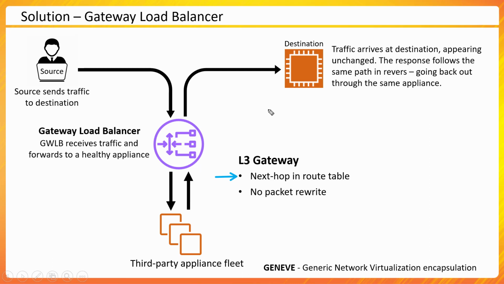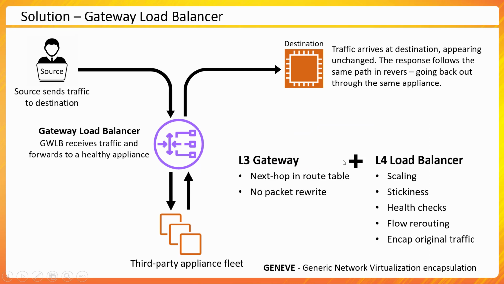If you remember, let's say I added an IGW, internet gateway, into my VPC. Next, I go to the route table and say you would be forwarding any traffic to this IGW. Similarly, we could forward this traffic to a gateway load balancer also because it has a gateway capability. Apart from that, this also has load balancing capability, which operates at layer 4, and that would allow me to perform scaling, stickiness, health check, flow rerouting, and encapsulation of the original traffic which is coming up. And all of this is happening because of the support of the Geneve protocol.